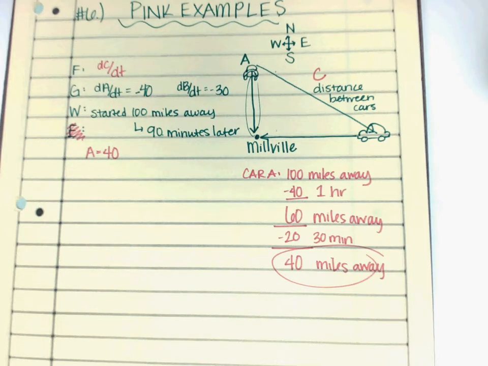That's how far away he would be from Millville at that point. So he would have traveled 60, so he'd be 40 away. Now you do not have to show your work like this. I totally don't care. It's however you want to do it in your own head.